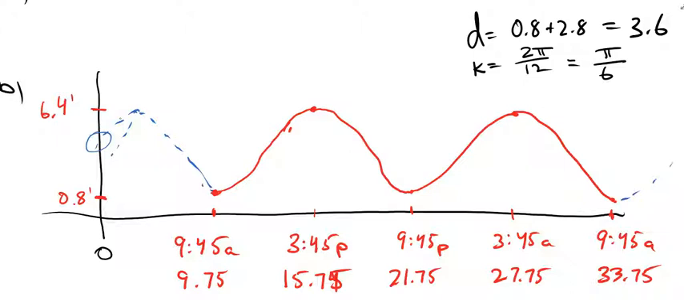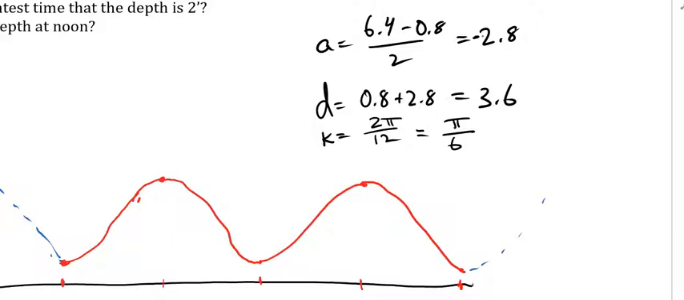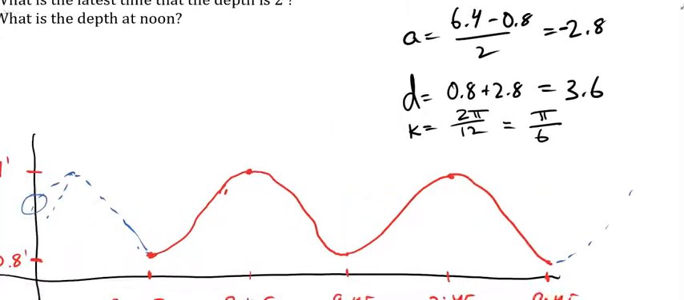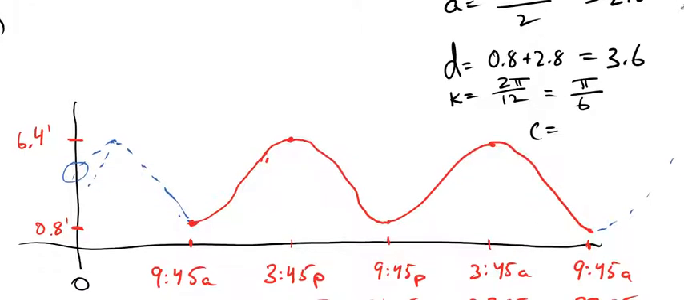You have to be able to understand yours. You've got to know which one you came up with. So let's start with the point that we were given. I'm going to go back and flip this. A is going to be negative 2.8, and we did cos, and our C value is going to be 9.75.